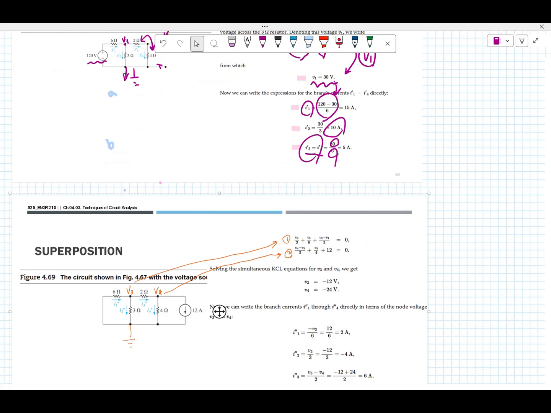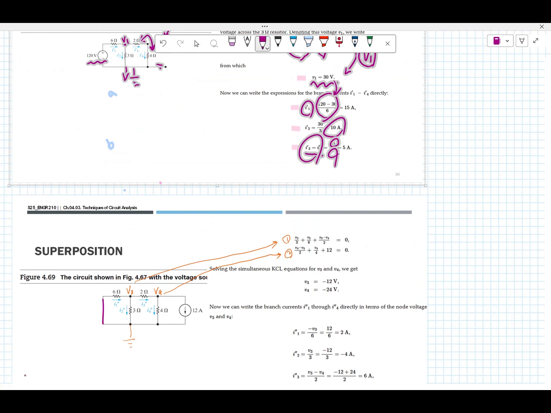Now, in here, the voltage source is like a short circuit right there, and the independent current source is going down. This is 12 amp. All right. Now, we try to do this circuit, which has two essential nodes, V sub 3 and V sub 4.